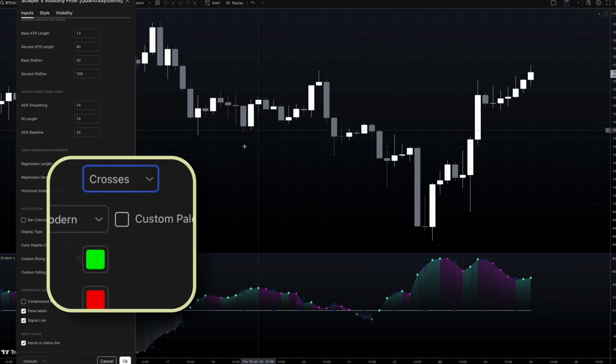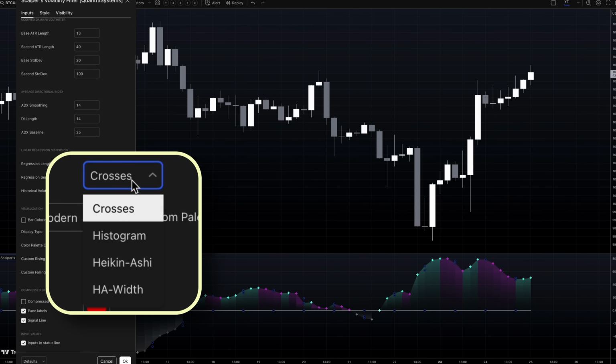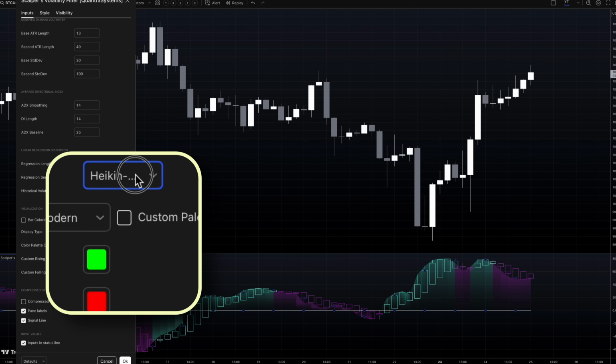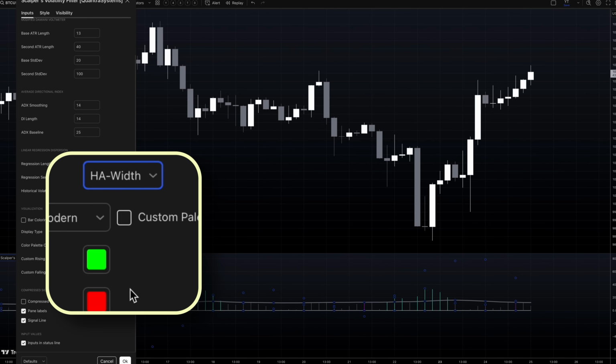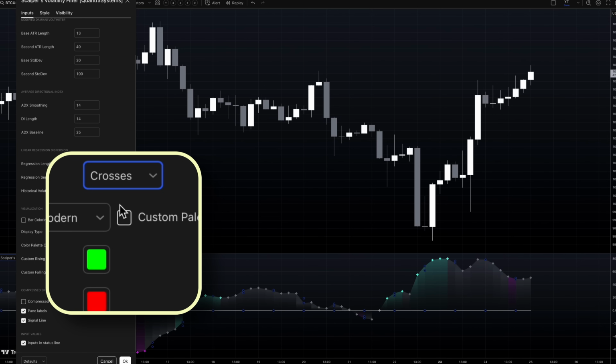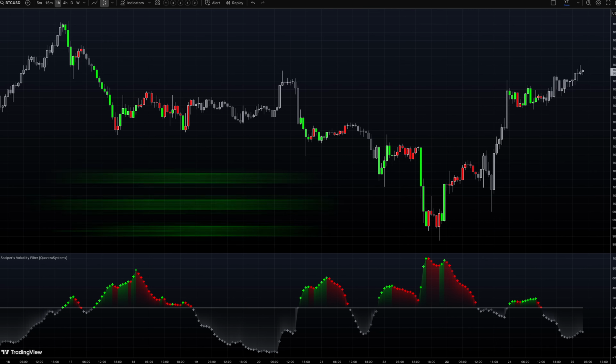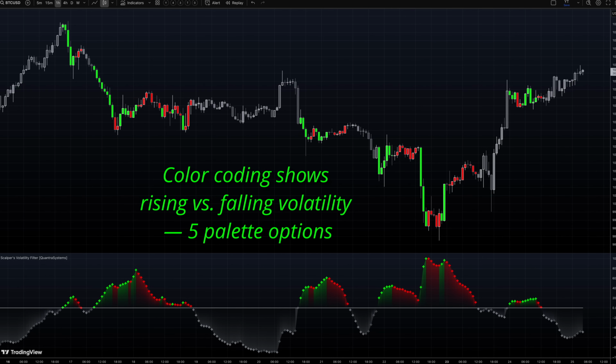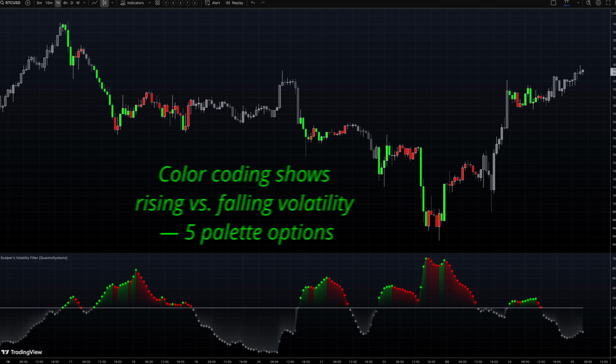The indicator offers multiple visualization modes, including crosses, histograms, Heikin-Ashi candles, and HA width displays. The Heikin-Ashi implementation transforms the volatility data into candlestick format, while the HA width mode focuses on candle body size as a volatility proxy compared to historical averages. Color coding differentiates between rising and falling volatility conditions across 5 palette options.